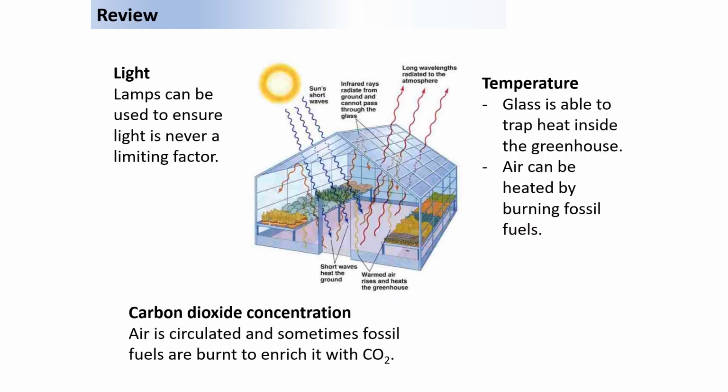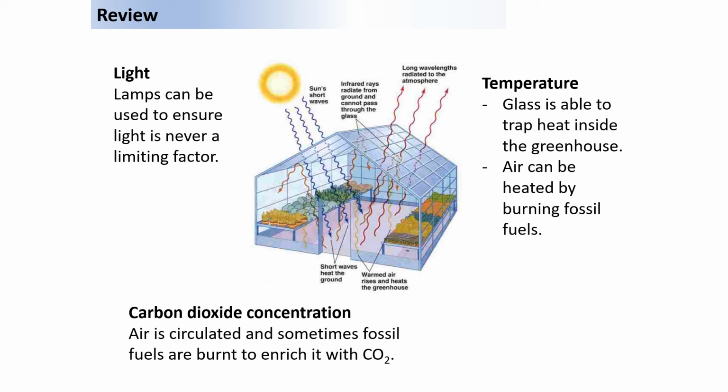Here, the light comes from the lamps. So artificial lamps can be used to ensure the light is never a limiting factor, because in a greenhouse you will not run out of light as it is artificially arranged. Carbon dioxide concentration: the air is circulated, and sometimes fossil fuels are burned to enrich it with carbon dioxide. Again, the carbon dioxide concentration won't be a limiting factor because we have enough carbon dioxide provided.